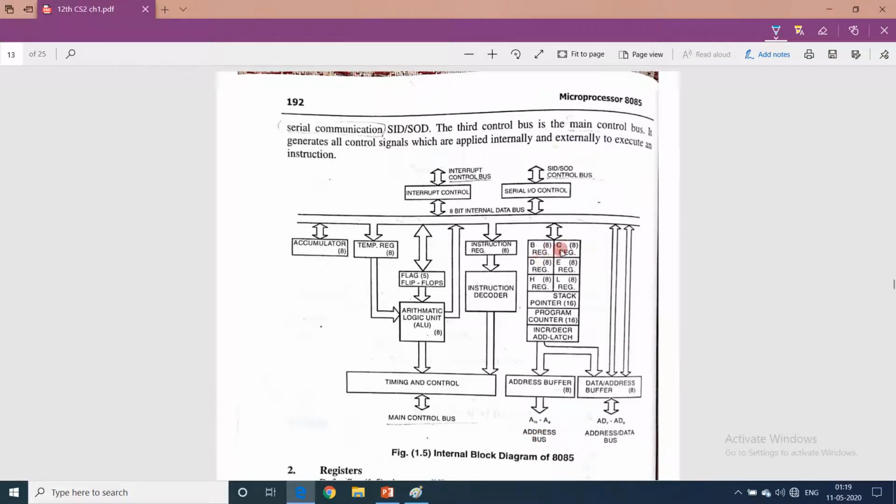Registers: B register, C register, D register, E register, H register, L register, stack pointer, program counter, incrementer and decrementer, instruction register, temporary register, accumulator. This we will be learning in detail one by one. Okay? These are the registers. If we try to connect with what we had learned in the generic microprocessor, this is somewhat the same. Flags, I just now explained. Then timing and control sections. Okay, so one by one we will see in detail.